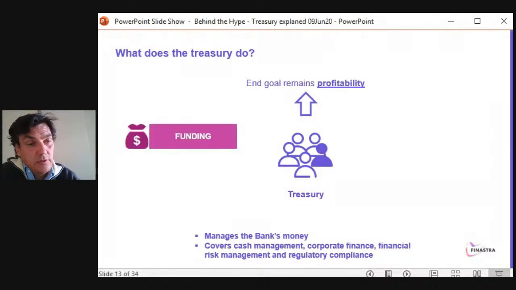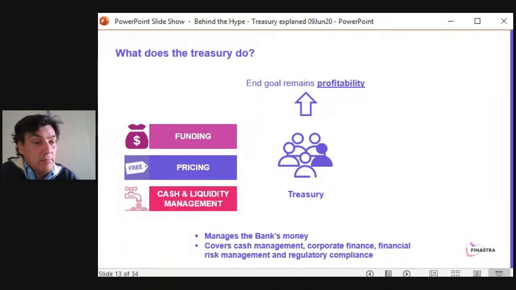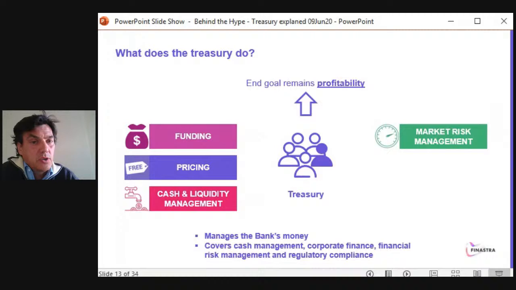The first one at the base of the pyramid is the funding function. And we will go into the details of each function afterwards. The first one is funding, so making sure that you have enough money. The second one is pricing, providing a good price to every single department, every single part, every single business of the bank. The third one would be the liquidity management. So it's not only funding, but with a longer horizon. And then the fourth part will be the market risk management, and I will explain what I include inside market risk management.